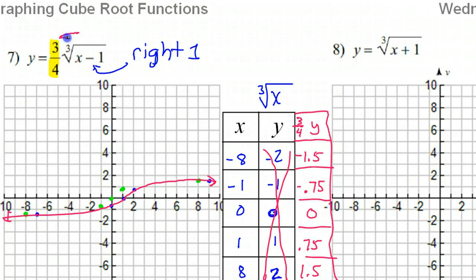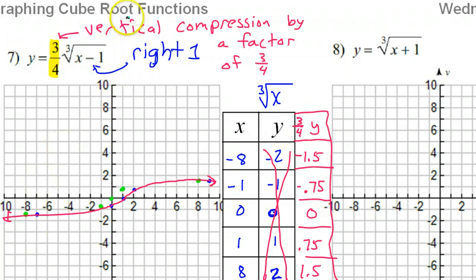This is a transformation because this number is less than 1, okay, in absolute value. This is a vertical compression. So don't say vertical stretch. This is a vertical compression by a factor of 3/4. And as always for these functions, the domain and range are both -infinity to +infinity.